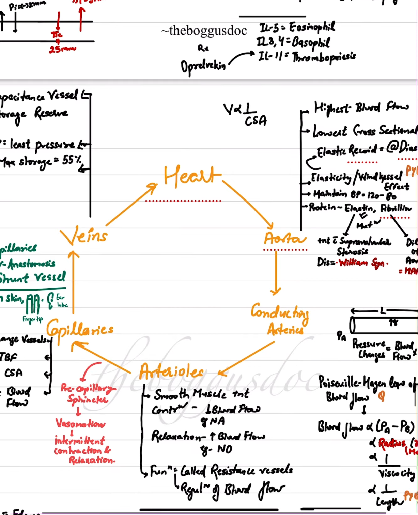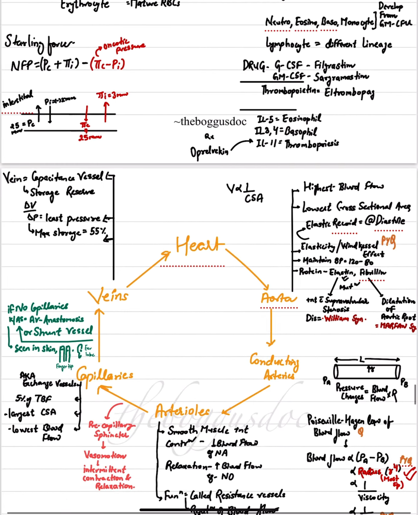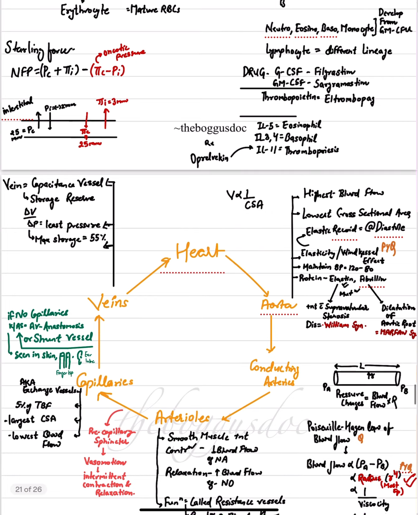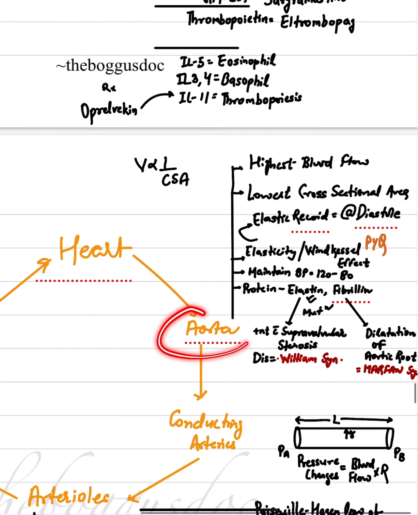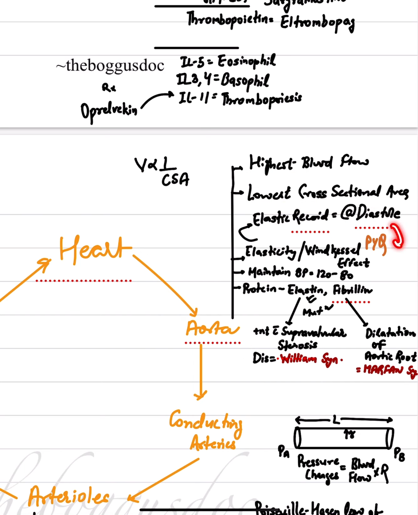Next, this is a very easy thing. By the heart, we start, and then the blood goes out. It all depends on cross sectional area. So blood velocity depends on cross sectional area. In the aorta, it is the highest blood flow. It has the lowest cross sectional area because it has elastic recoil. It is responsible for diastolic blood flow. Okay, it is responsible for diastole.